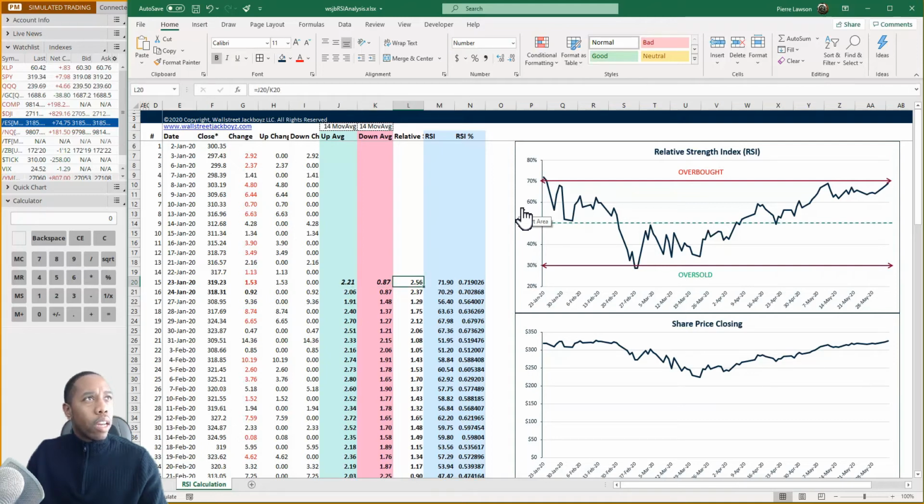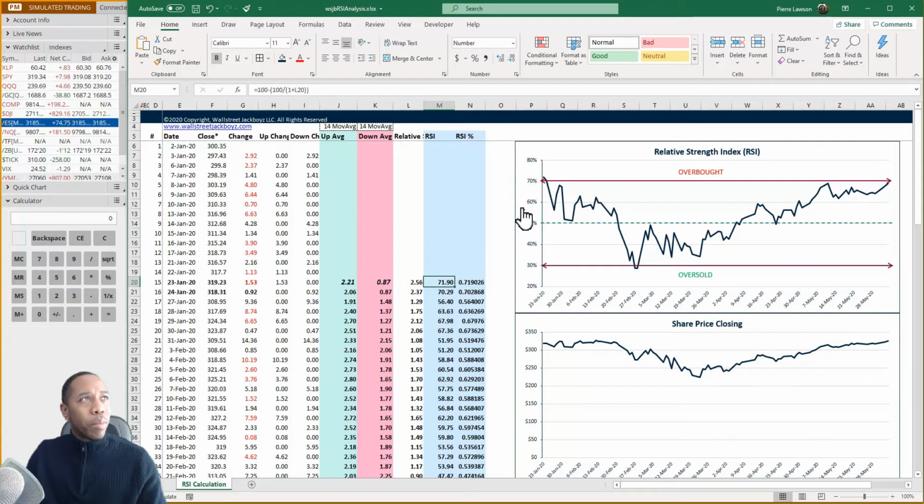Then we're going to go to the next column, which is going to give us our relative strength. And relative strength is basically the up average days divided by the down average days. And it's going to give us our relative strength. That was easy. Okay, that was easy. All right, hopefully I haven't lost you yet. All right, we're almost finished.